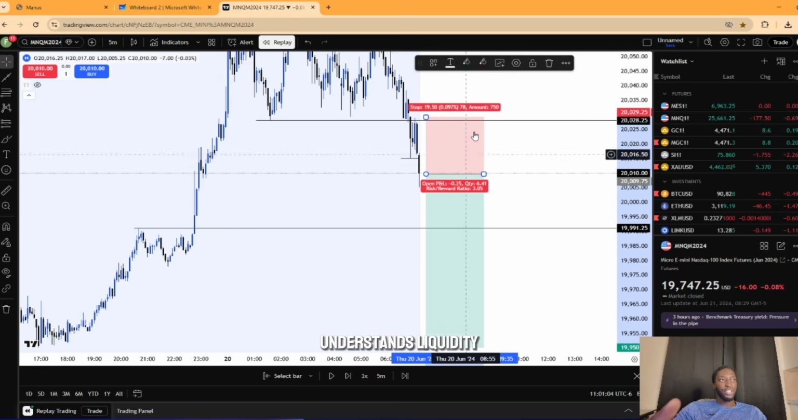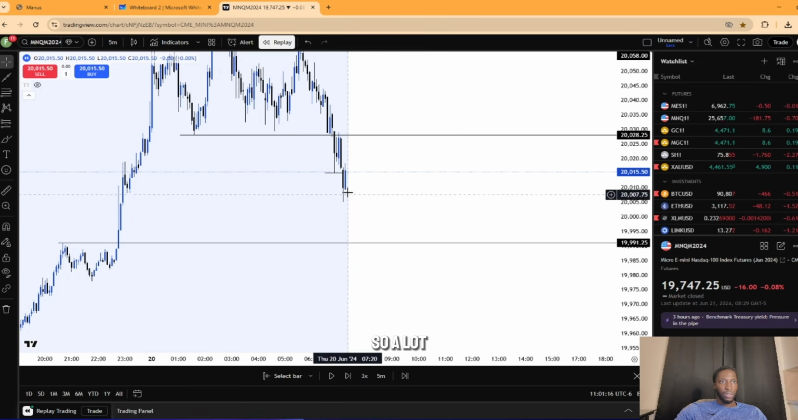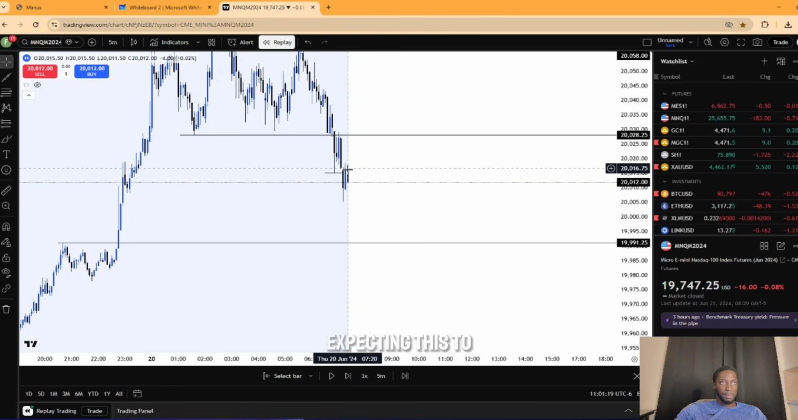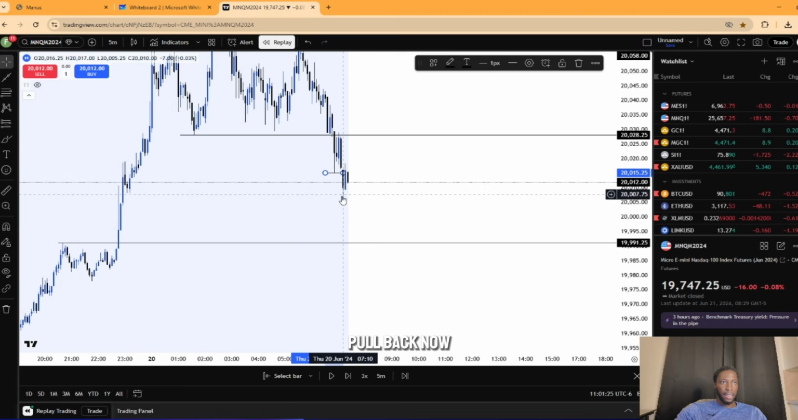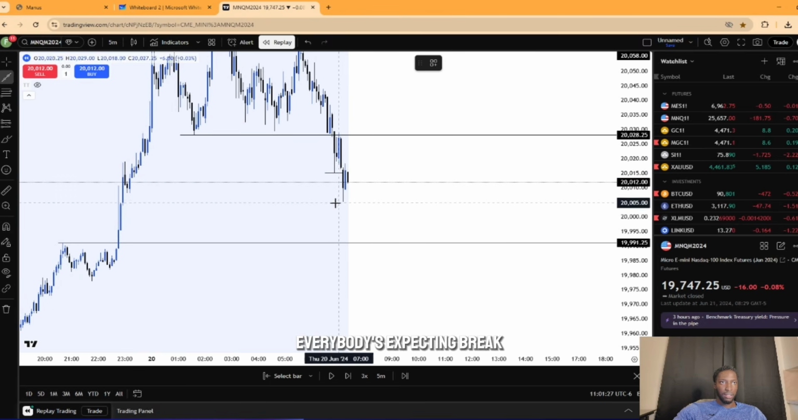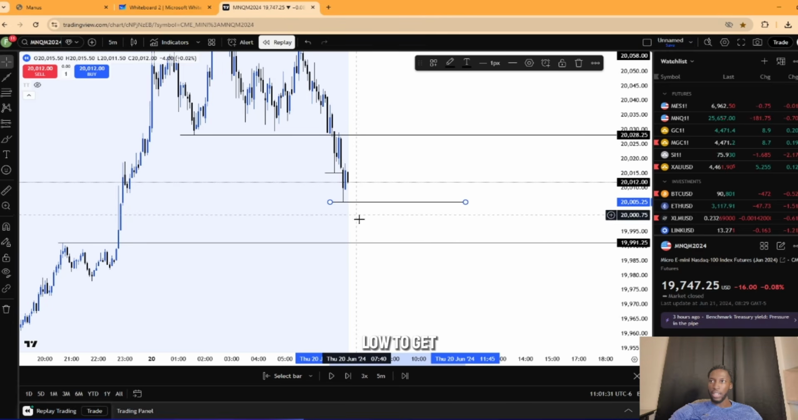But somebody who understands liquidity knows that it's better to wait for this high over here to get taken before even looking for a trade. So a lot of people are expecting this to continue. Why? Because it's the same thing: pull back, break of structure. Pull back, now everybody's expecting break of structure. Everyone's expecting this low to get broken.